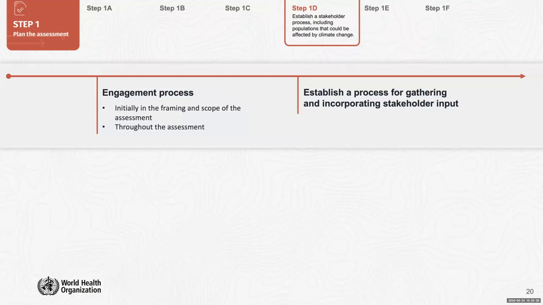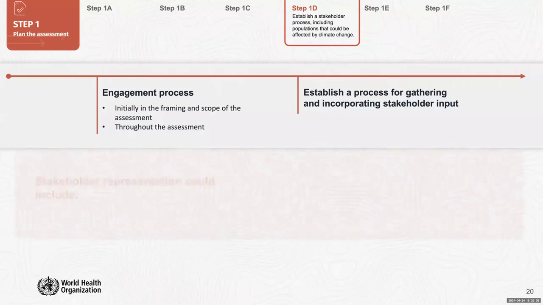When we look at step 1D, in which we establish the stakeholder process, what we want to see here is that we want to engage representatives from all groups. And groups include non-governmental organizations, universities, the populations affected. You can think of many groups that will need to be identified. We don't want to leave anyone outside the scope of the work.